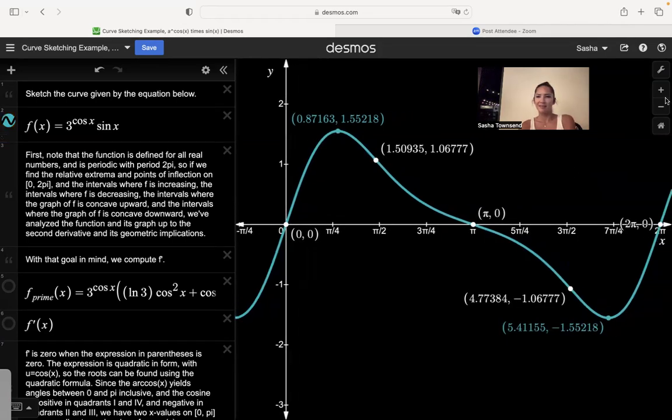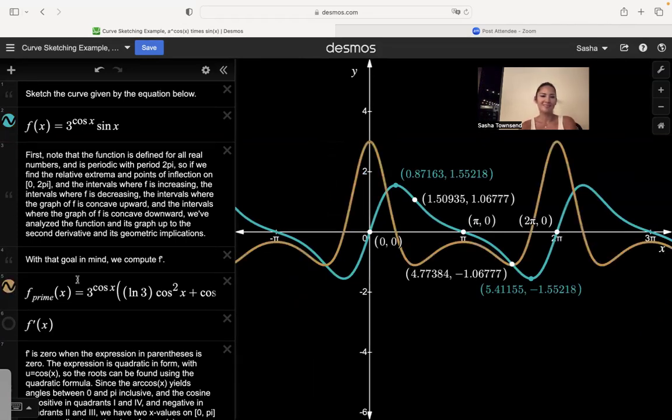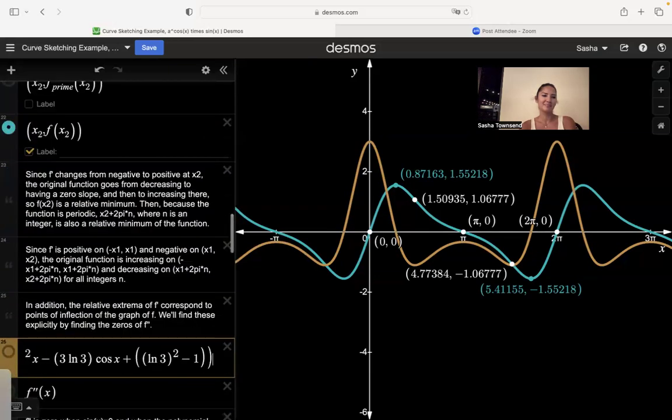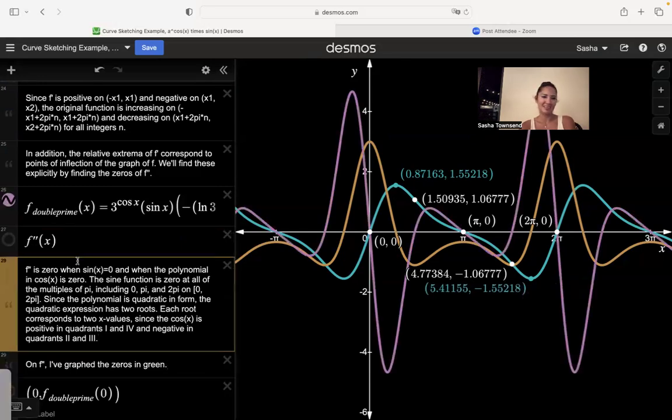So that's it. I hope that makes sense. I just like it because there's lots of points of inflection, lots of relative extrema. The first derivative looks kind of cool. The second derivative also looks kind of cool. I hope you like it. I think it's neat.